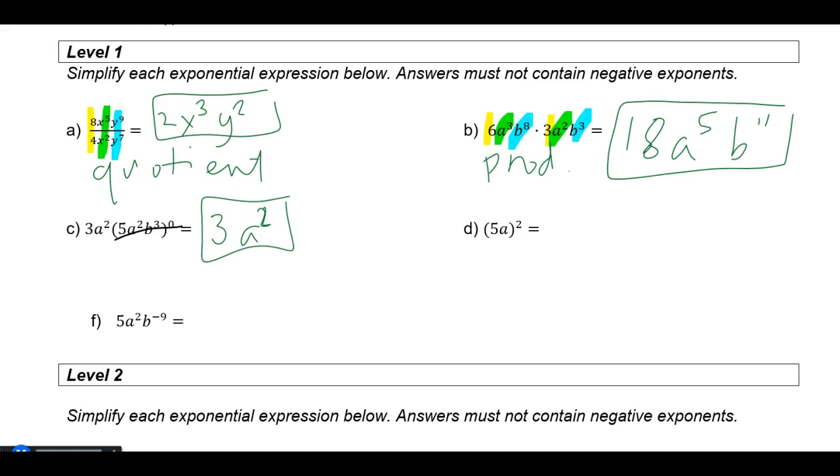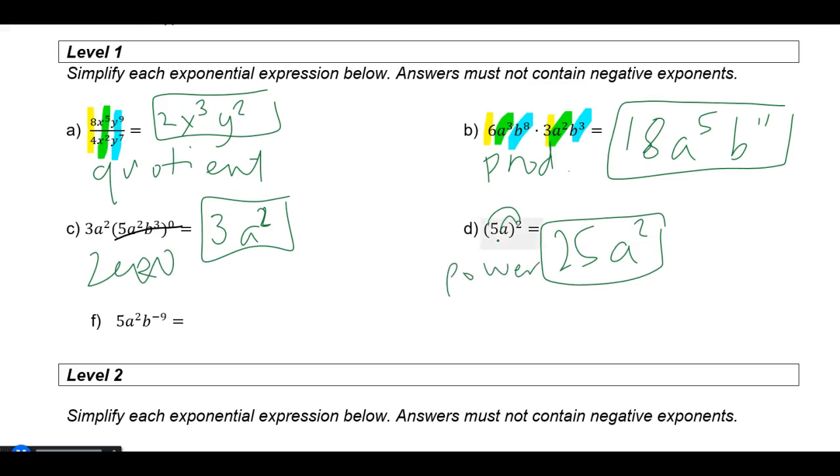Alright, now we've got a power. So the 2 gets applied to the coefficient and to the other base. So 5 squared, 25, not to be confused with 10, which is the most common mistake. And then there's only 1, and then 1a here. And this chunk of 5 and a gets multiplied by itself twice. So 2 a's. 0 and power.